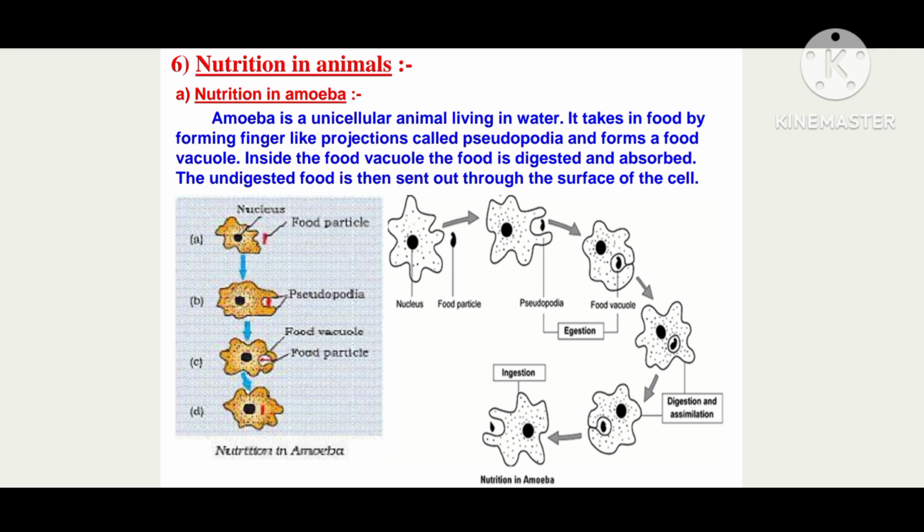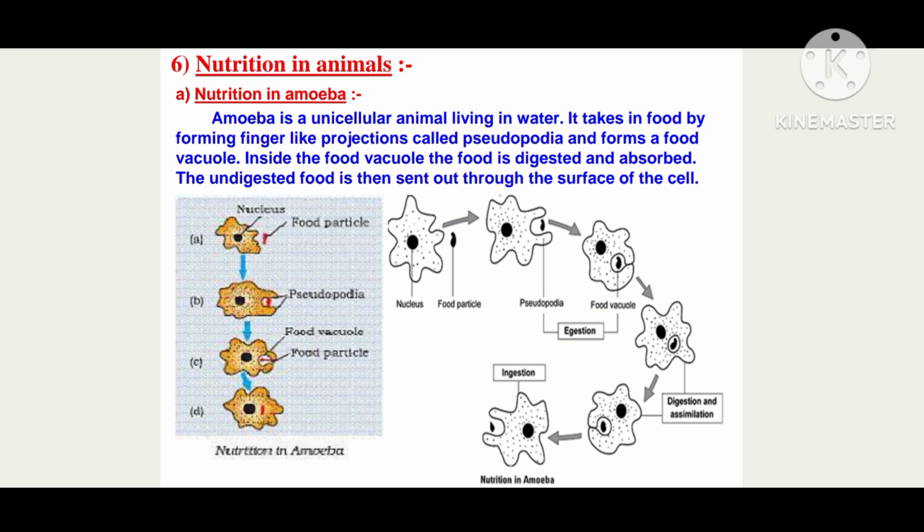We all know that amoeba is a unicellular organism and also it is microscopic, which is not visible to our naked eyes. How will it take nutrition? Let us learn one by one. In the first step, it will form finger-like projections which are called what? Pseudopodia, and then it will form a food vacuole. It forms finger-like projections when it finds food, called pseudopodia, and it forms a food vacuole for the consumption of the food.